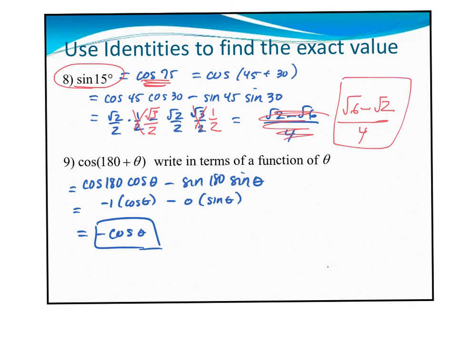Okay, last example, we are given cosine of 180 plus theta and asked to write in terms of a function of theta. Well, when you look at this, hopefully your first thought is not to do cosine of 180 plus cosine of theta. Hopefully, if nothing else, you'll learn that we cannot distribute the cosine. Instead, we're going to expand it. So we expand it with our formula, and after doing so, we can see that cosine of 180 and sine of 180, when their values are plugged in, that second term goes to 0. Therefore, my overall answer is just negative cosine of theta.